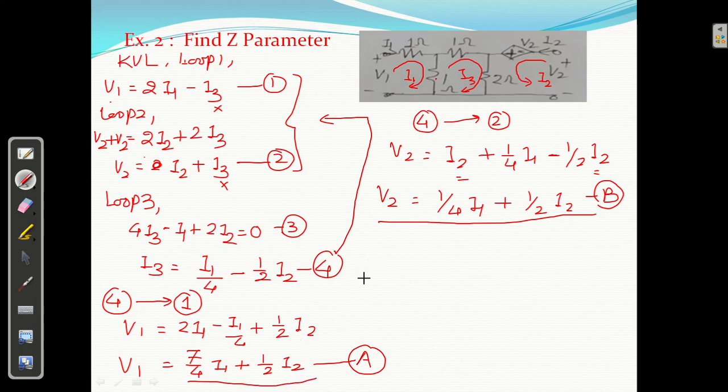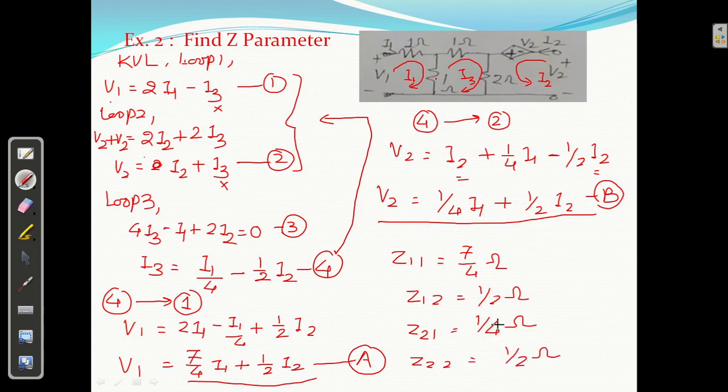If you compare with the standard equation, you will get Z11 is 7 by 4 ohm, Z12 is 1 by 2 ohm, Z21 equal to 1 by 4 ohm, and Z22 equal to 1 by 2 ohm. Okay, so I will get this. Z11 is 7 by 4 ohm, Z12 is 1 by 2 ohm, Z21 is 1 by 4 ohm, and Z22 equal to 1 by 2 ohm. So in this way you will get the Z parameter.